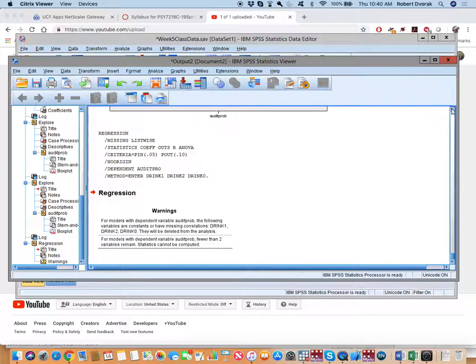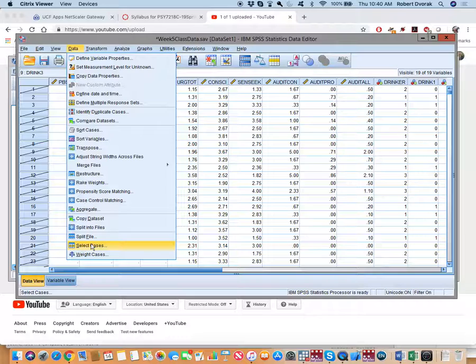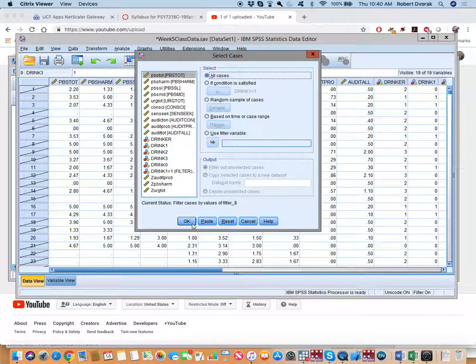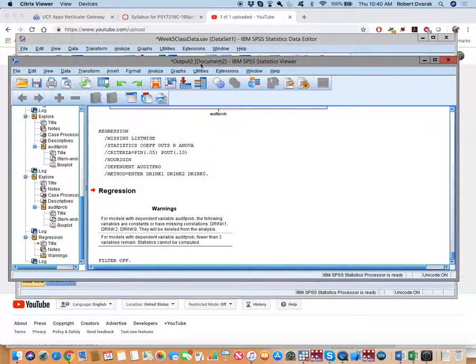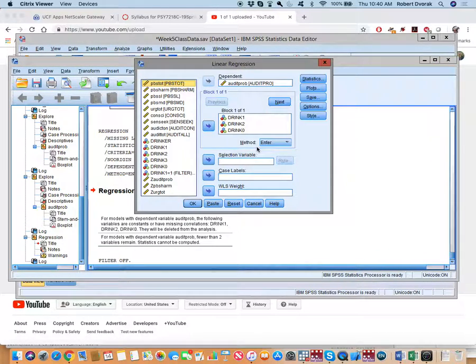Did I do something wrong here? Or didn't that work? I got the same. I think you did. Did you select all cases? Oh, yeah. Yes, thank you. Okay, so select cases, all. Thank you. And then let's go analyze, regression, linear.